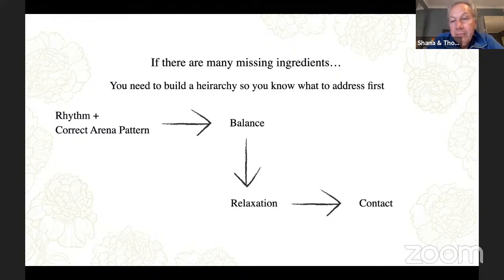Yeah, and then maybe you only find that there's one ingredient missing, and then you work on that. But maybe sometimes there are several ingredients missing, and then you have to prioritize, well, what do I work on first, right? So in a good sequence of topics, so to speak, to work on would be to first choose an arena pattern that you want to ride. Could be a circle, could be a rectangle, could be a square, a diamond, triangle, doesn't matter.